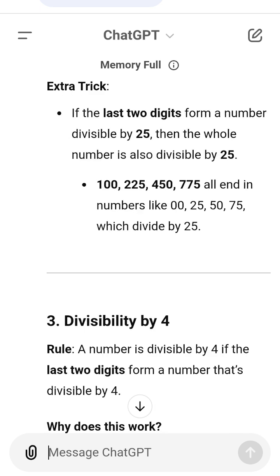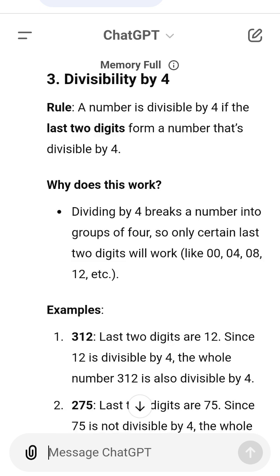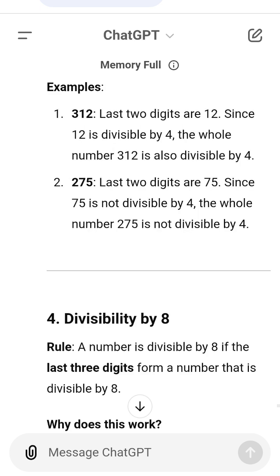9. Divisibility by 7 rule. This one's a bit trickier. 1. Remove the last digit. 2. Double that digit. 3. Subtract it from the rest of the number. 4. Check if the result is divisible by 7. Repeat if it's still large.